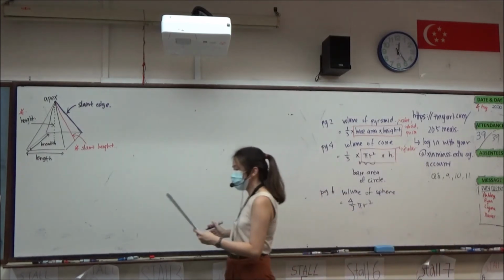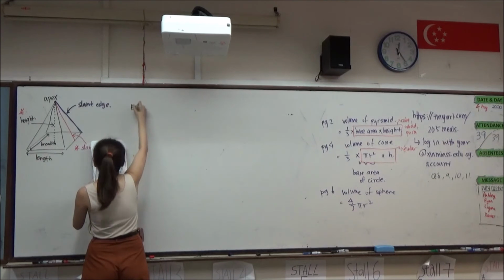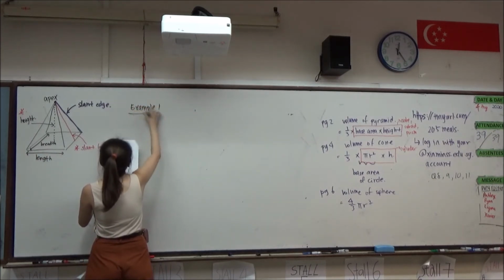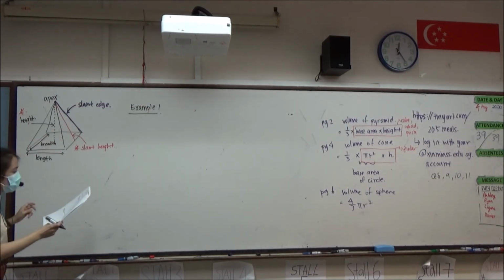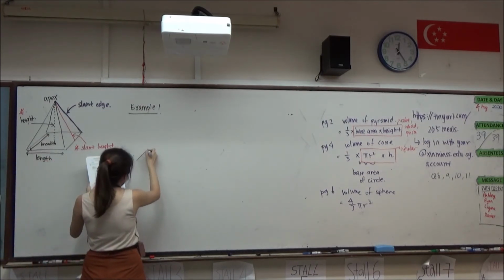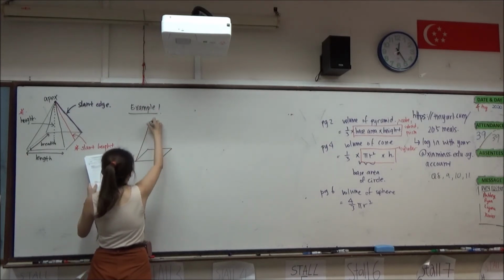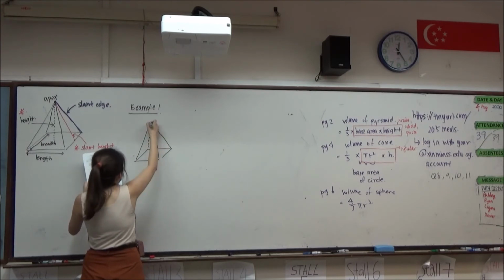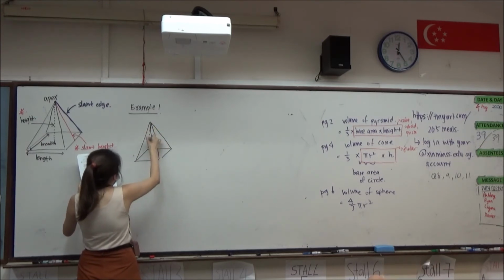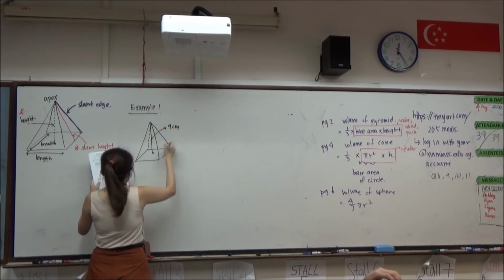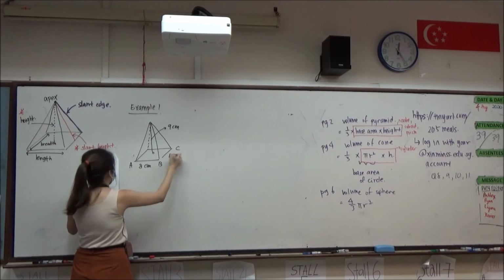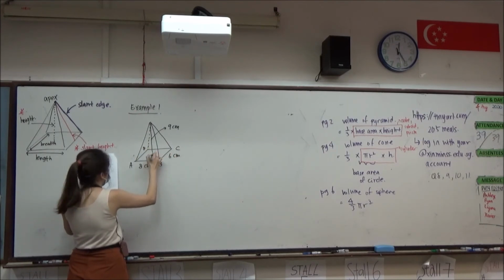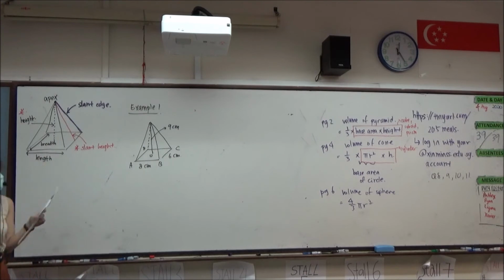So let's look at example 1. We'll find out volume first before we talk about surface area. So the volume of this pyramid given in the question, we got something like that. The height itself is 9 cm, length 8 cm, breadth 6 cm. We want to find the volume.